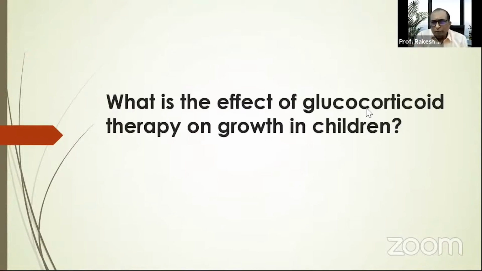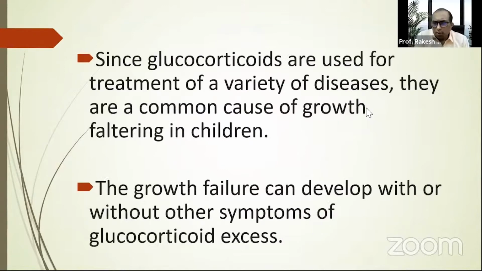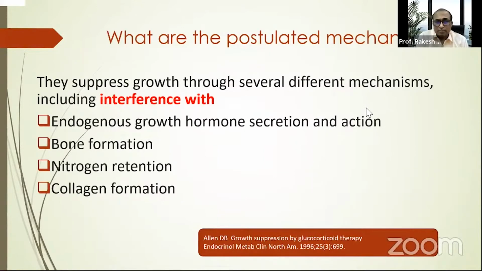So if you look at the effects of glucocorticoids on growth, what are the major effects that we see? How do glucocorticoids influence the growth in children? These are often used in many different disorders, and they are a common cause of growth retardation in children. The growth failure can develop with or without other signs of glucocorticoid excess. While in the patient that I have presented here, she has very clear signs of exogenous Cushing's, growth failure can occur even in the absence of very florid signs like this.